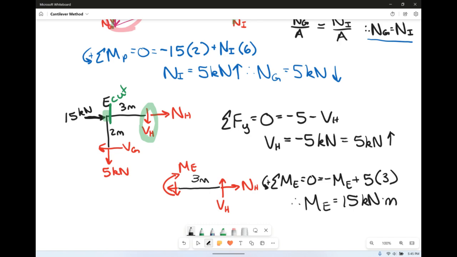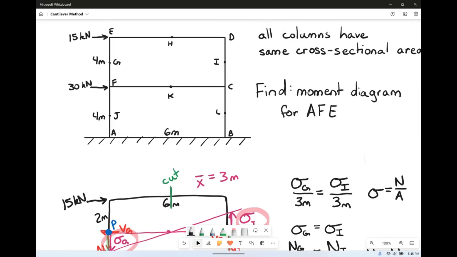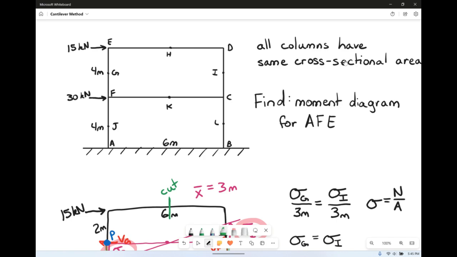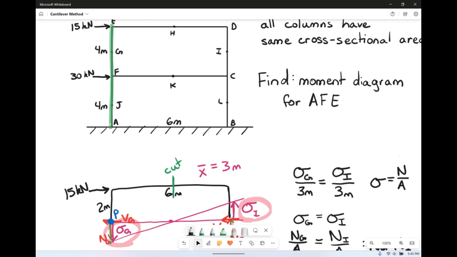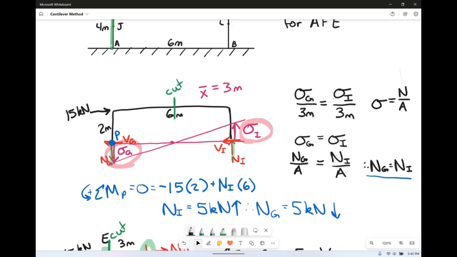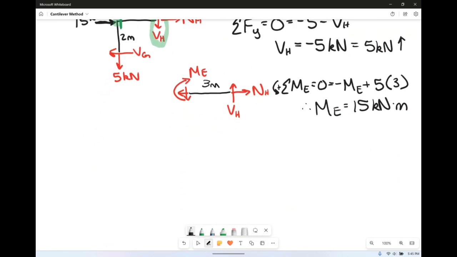So now that we've found that, we can move on to our next spot. Recall that the problem statement wants us to find the moment diagram for A, F, and E. So we're actually drawing the moment diagram for that vertical member. Kind of interesting. A little bit different from what we've done in the past. So we're going to move on to F. So again, it's going to kind of function the same way.